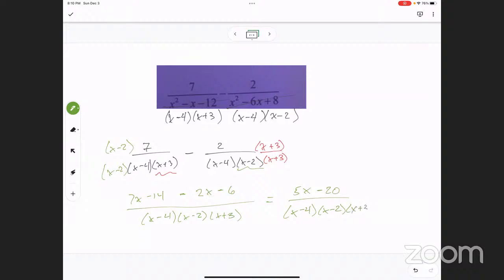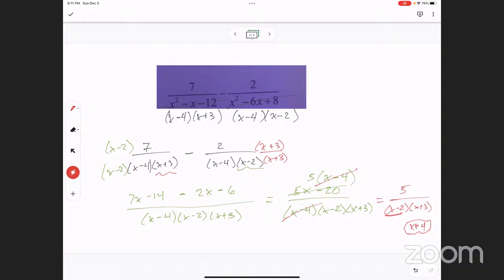And then you might want to factor out that 5, just to be safe. Hey, look what happens. I actually see that I can cancel out another factor. That x minus 4 can cancel out. So this can simplify to 5 over x minus 2 times x plus 3. But when you do that, you'll have to write also that x cannot equal 4. Because whenever you cancel something out, you have to account for that in your domain.